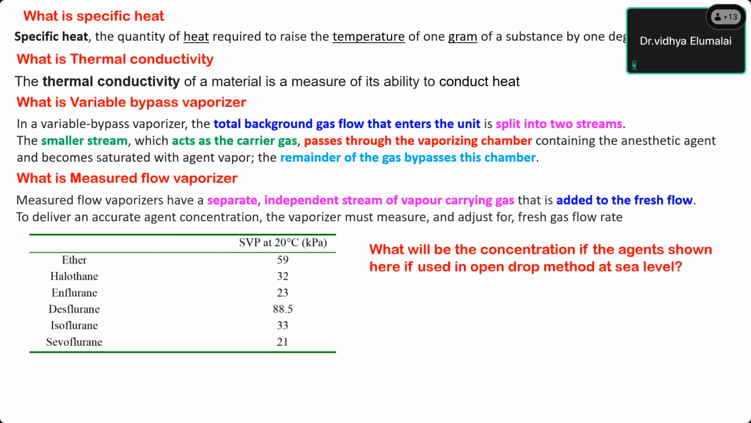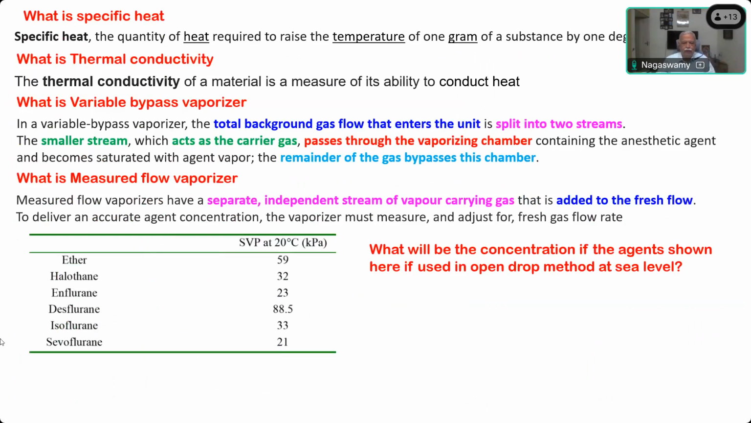Saturated vapor pressure by ambient pressure into 100. What is the answer ultimately? That is the formula. One word answer: it will be equal to the saturated vapor pressure value that is given there.